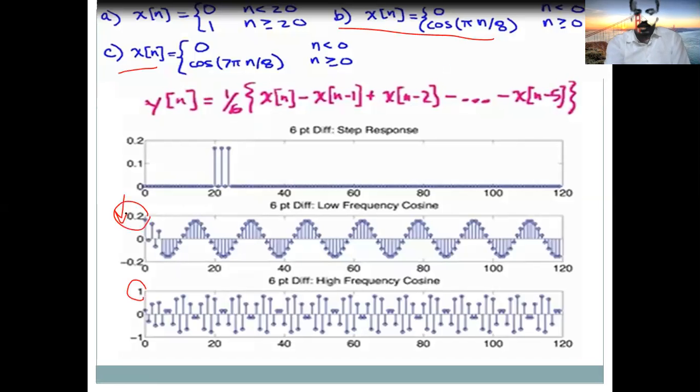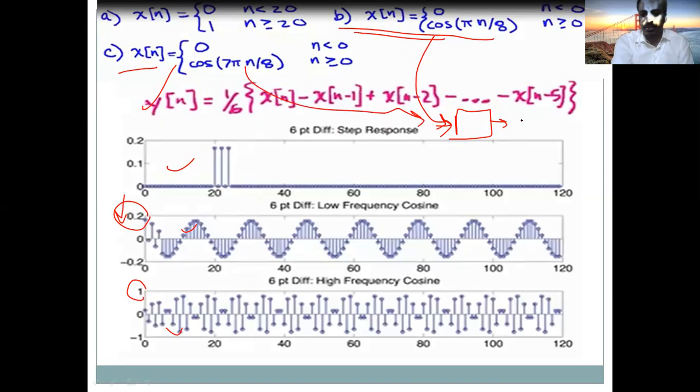Okay, so how to determine this using MATLAB? I will show you how to write your program. So this is the system. What do we have to do? We apply the first input here, a cosine. What will be the output? This is low frequency. Then we apply another cosine, which is high frequency. We check the outputs.